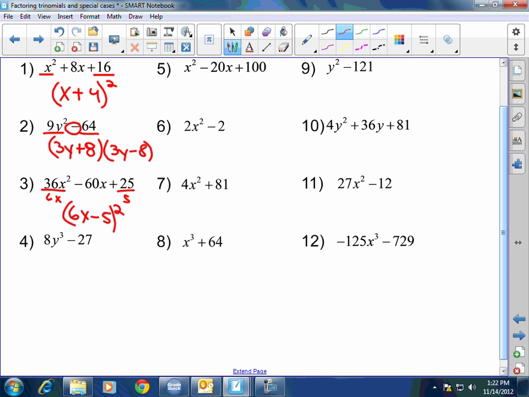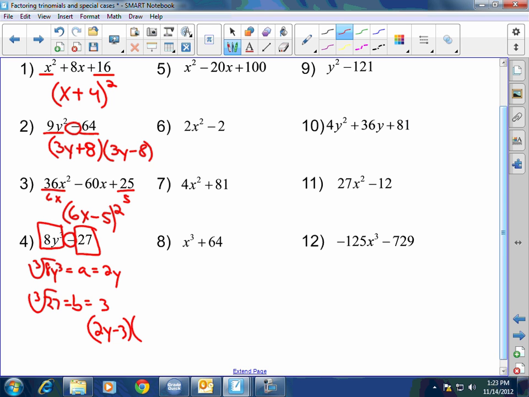This is a perfect cube. Cube root of 8y cubed equals a, which is going to equal 2y. Cube root of 27 equals the b term, which in this case is going to equal 3. Please do not find the cube root of negative 27. Find the cube root of the y cubed term and then of just the positive 27. This negative just indicates whether it's a difference of cubes or a sum of cubes. So now this is a difference of cubes. It's going to be a minus b times a squared plus ab plus b squared.